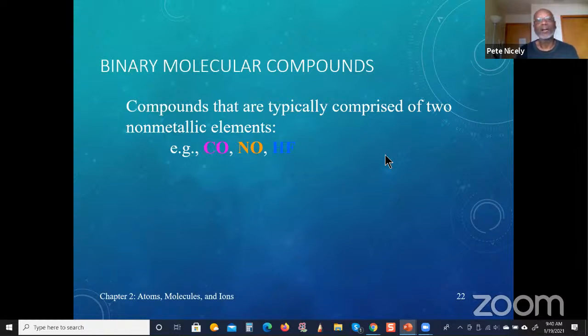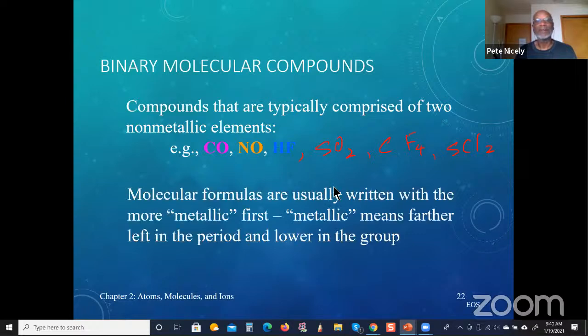And I can mention a couple of others. For example, sulfur dioxide, carbon tetrafluoride, sulfur dichloride. These are all examples of binary molecular compounds, because in each case, you have basically 2 atoms or 2 types of atoms making up that particular molecule of that compound, all right?